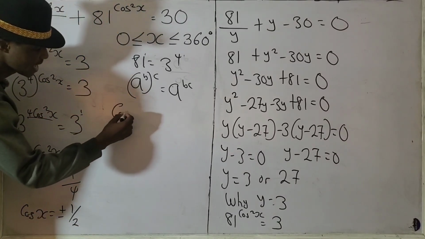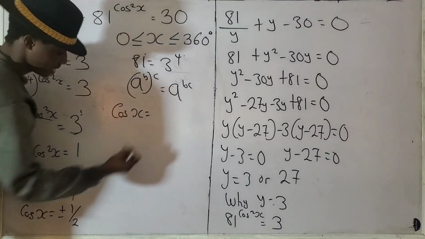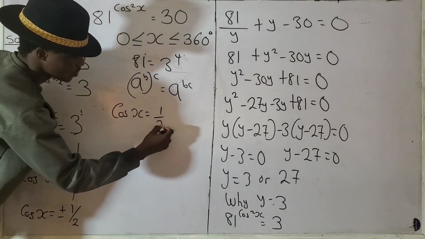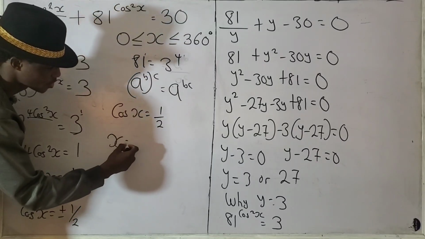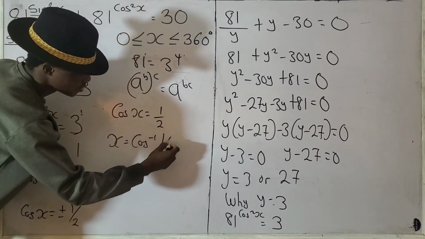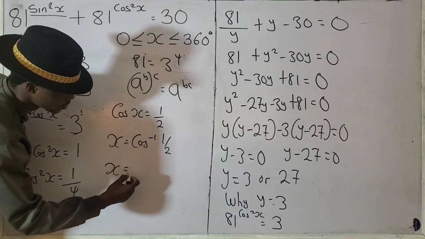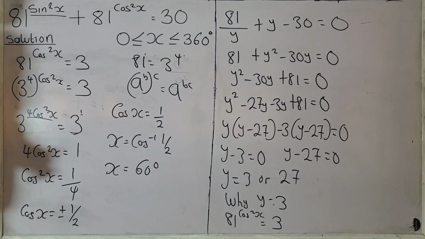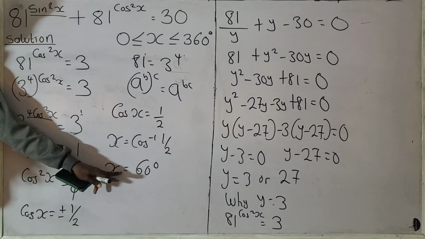So cos x is equal to, let's first take the positive 1 over 2. I'm going to have 1 over 2. To get the value of x, x will be equal to the cos inverse of 1 over 2. x will be equal to 60 degrees, right? Now, we've obtained the first value of x, 60 degrees.